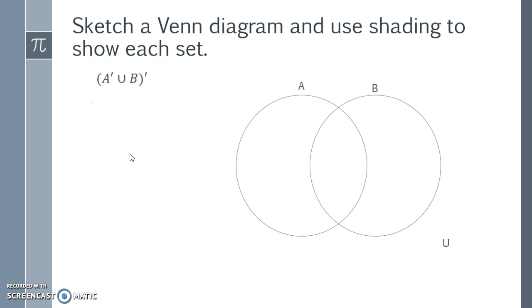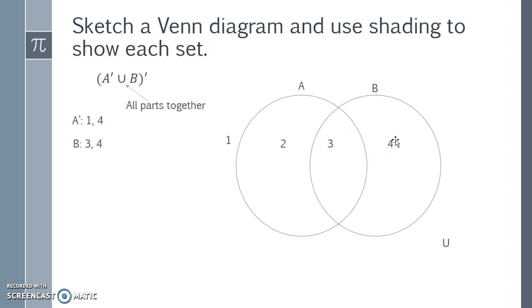Let's try the union of those that are not in A with B, and then all of that's not in it, so prime of all of that. And that seems pretty complicated, but we're going to make it easier again by labeling our pieces and almost using the order of operations. We're going to start on the inside of our parentheses and work our way out. So I'm going to first start with what are those items that are not in A. So I see those that are not in A is section 1 and section 2 and section 4. Then I'm going to label those that are part of section B. 3 and 4 are in section B.